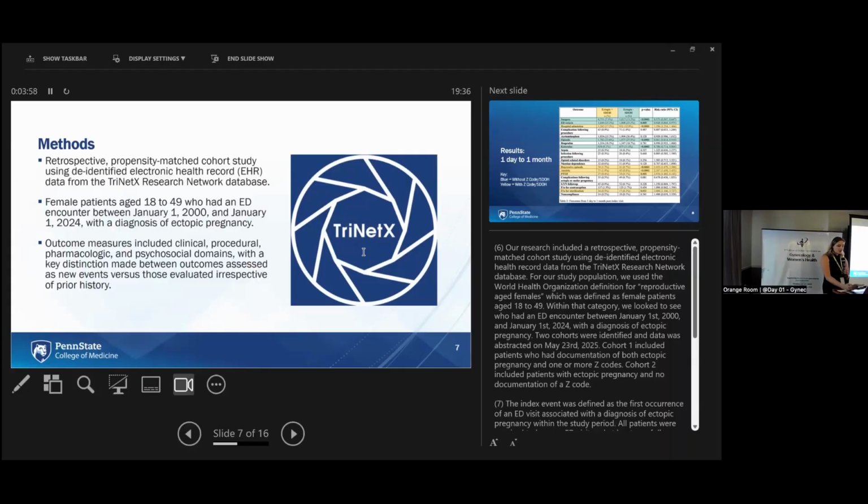Outcome measures included clinical, procedural, pharmacologic, and psychosocial domains, with a key distinction made between outcomes assessed as new versus evaluated irrespective of prior history. Again, I'm going to go through the different time frames in month-to-month increments, as well as a 1-year overall view of the results.